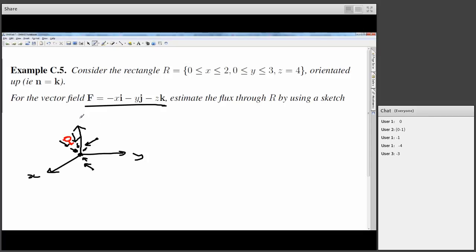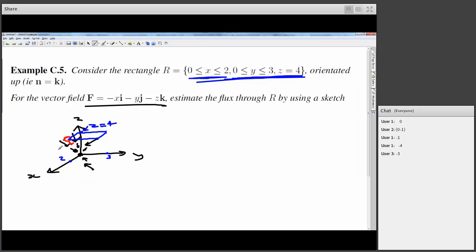Let's draw a rectangle in 3D space. It goes length 2 in the x direction, 3 in the y direction. That's my little rectangle here. And it happens to be at z equals 4. So x is between 0 and 2, y is between 0 and 3, and z equals 4. I want to know how much of this vector field flows through the rectangle.